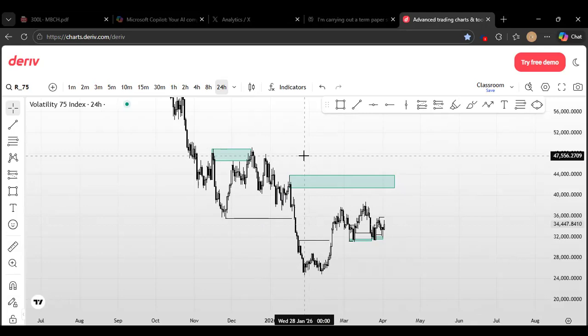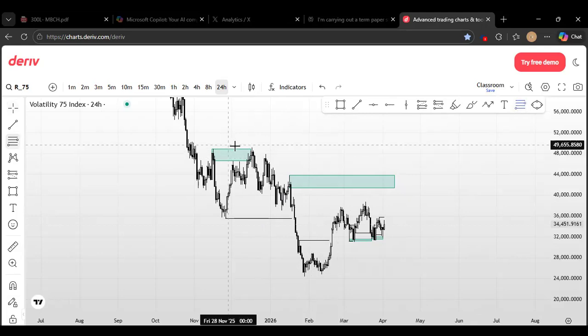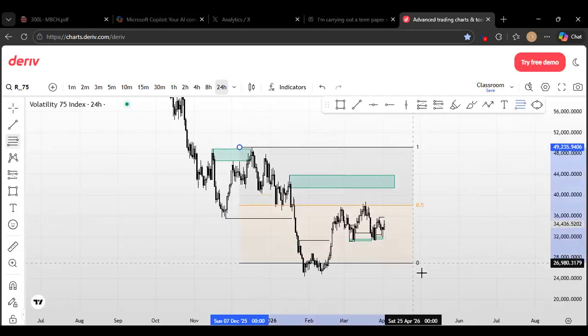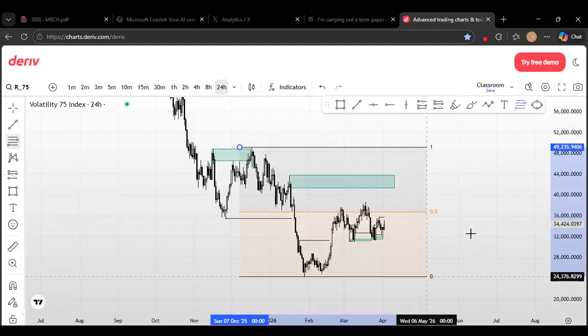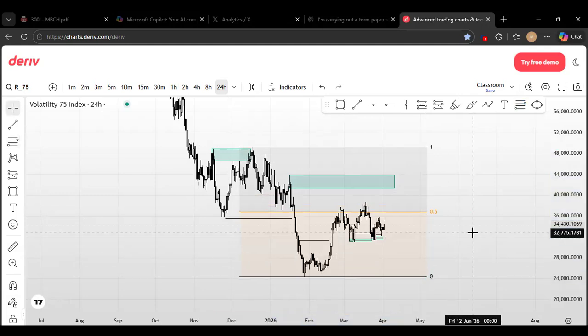After this last daily structural break, what do you expect next? A pullback, right? A retracement. And this break of structure was to the downside, not to the upside. So you carry your fib and take your measurements.